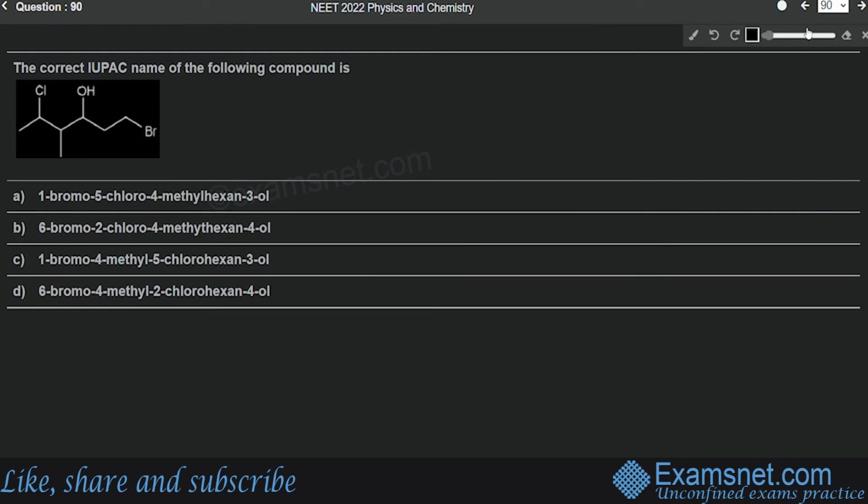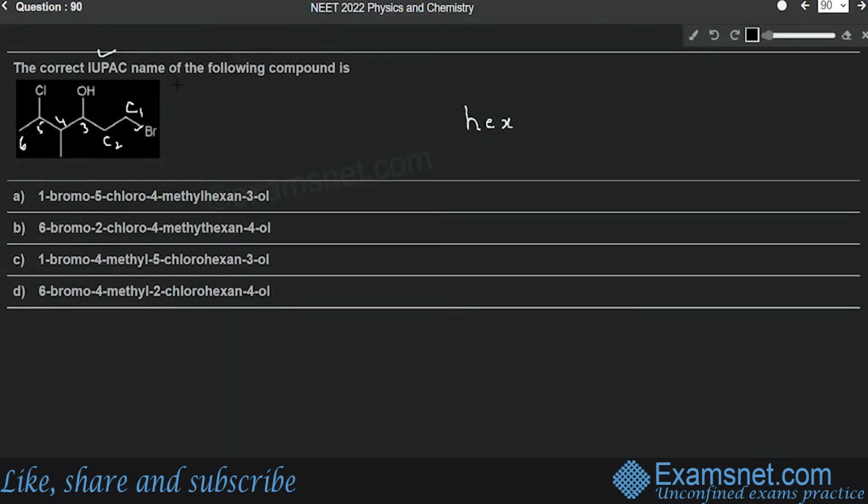Question number 90 is from the chapter Organic Chemistry, some basic principles and techniques. And the question is, the correct IUPAC name of the following compound is. Okay, so this is the compound. We can see that this is the longest chain and bromine is added at the first carbon. Okay, so this is C1, then this is C2, then 3, 4, 5 and 6. Okay, that means the longest chain consists of 6 carbons. So we'll write hex as the root word.